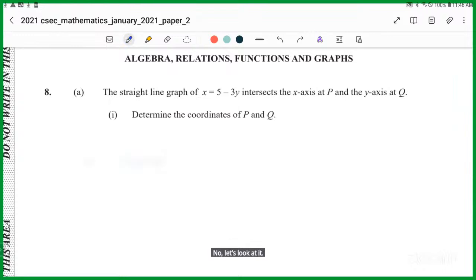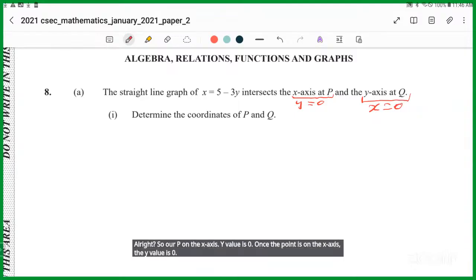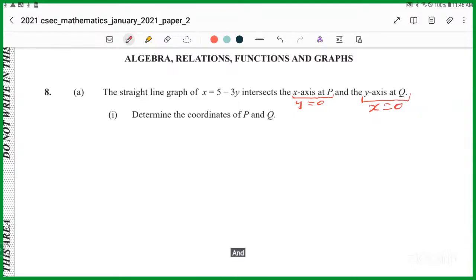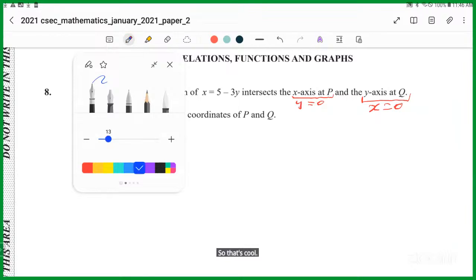Let's break it down. On the x-axis at P, the y value is 0. On the y-axis at Q, the x value is 0. So I have to remember: at P on the x-axis, the y value is 0. Once the point is on the x-axis, the y value is 0, and on the y-axis, the x value is 0. And you have to work out what the other value is. So let's do this one first.